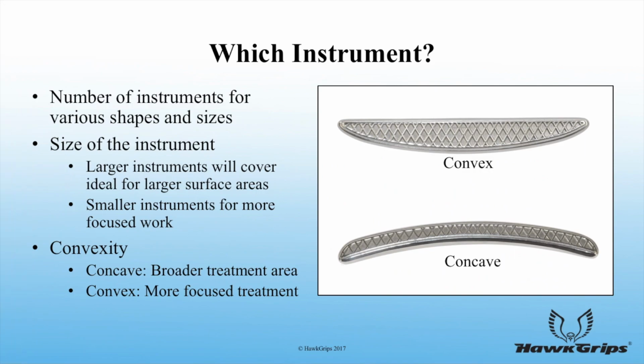There are a number of instruments designed by HawkGrips which are ideal for all treatment needs. As you will notice, the larger instruments are ideal for larger treatment areas. The smaller instruments are ideal for a more focused treatment. The convexity of the instrument will also affect treatment, with concave edges dispersing force and convex edges being more intense.